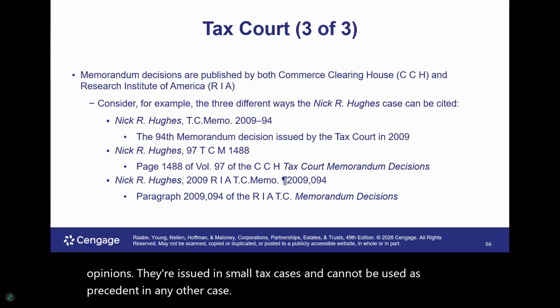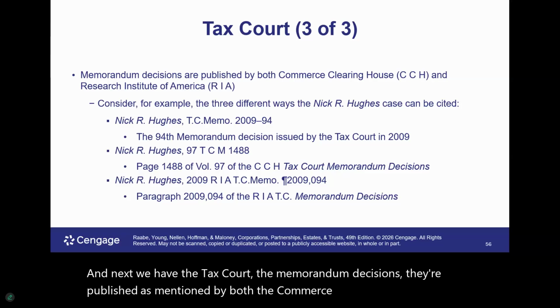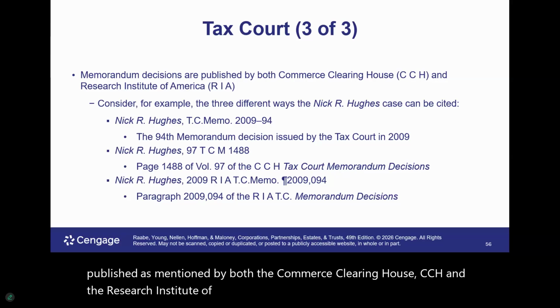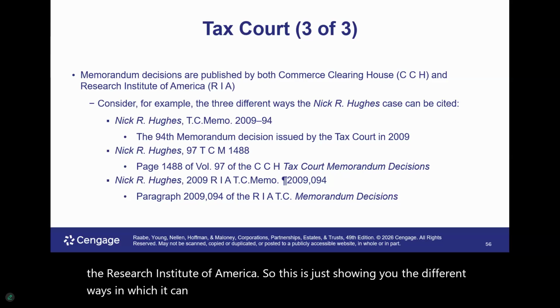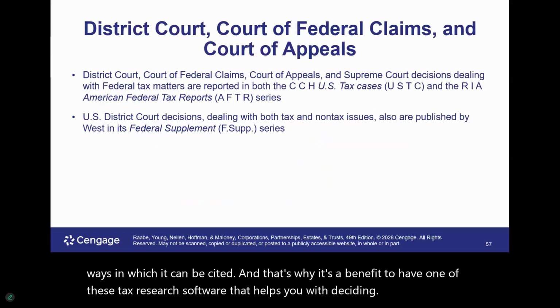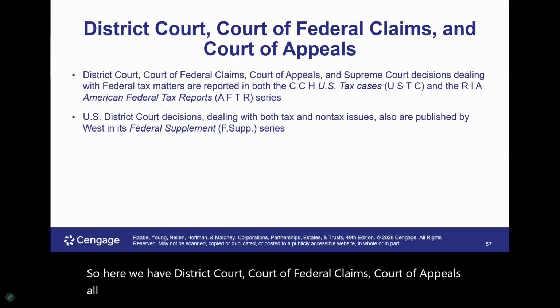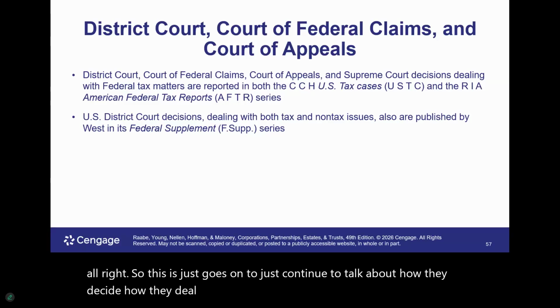And next we have the Tax Court. The memorandum decisions are published, as mentioned, by both the Commerce Clearing House, CCH, and the Research Institute of America. So this is just showing you the different ways in which it can be cited, and that's why it's a benefit to have one of these tax research softwares that helps you with the citing. So here we have district court, court of federal claims, court of appeals. This just goes on to talk about how they deal with federal tax matters and how they are reported.